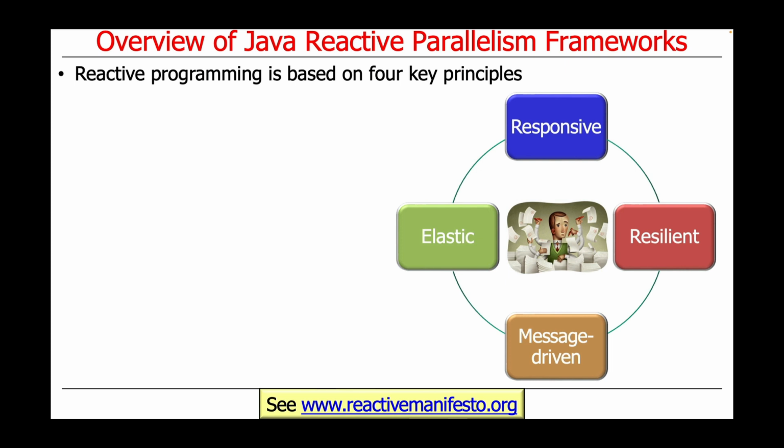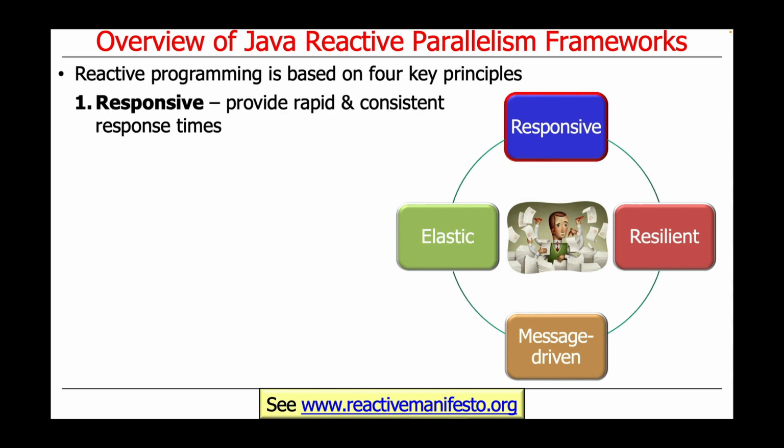We have the Communist Manifesto. There's lots of manifestos. These are not all equally at the same level of abstraction. But you can see here that the four key principles in the reactive programming paradigm or the manifesto are these four things. So let's talk about them.